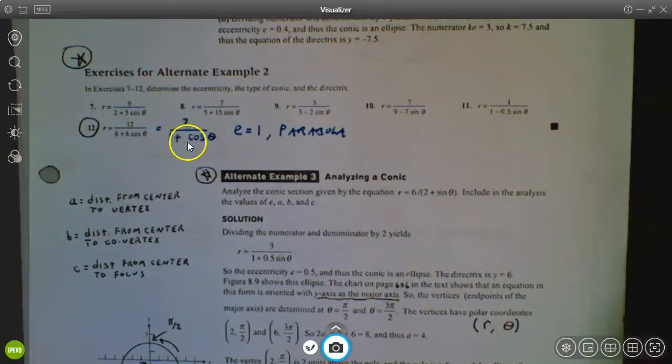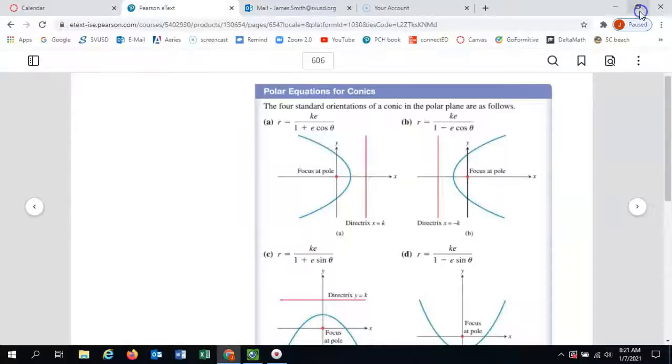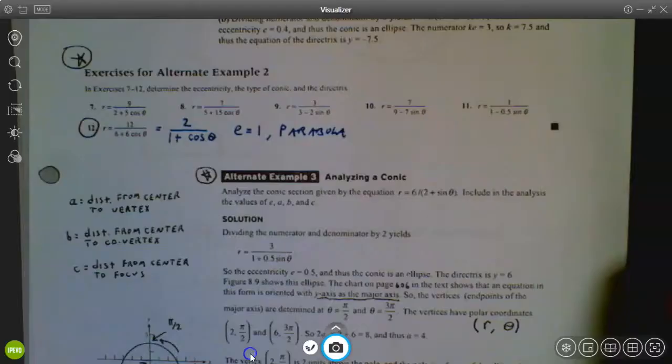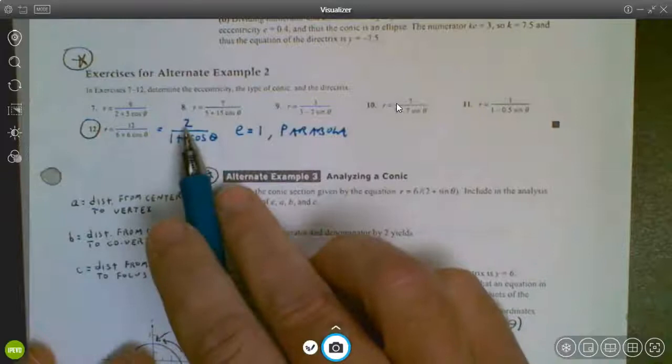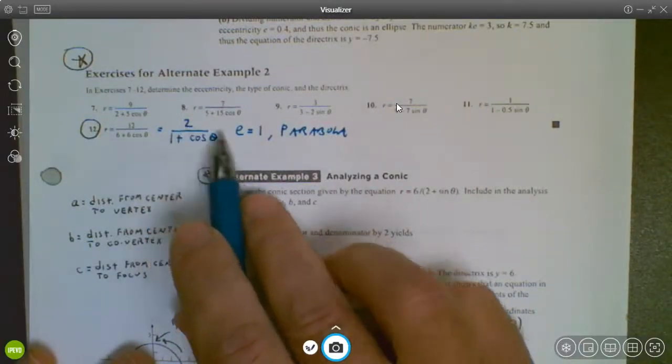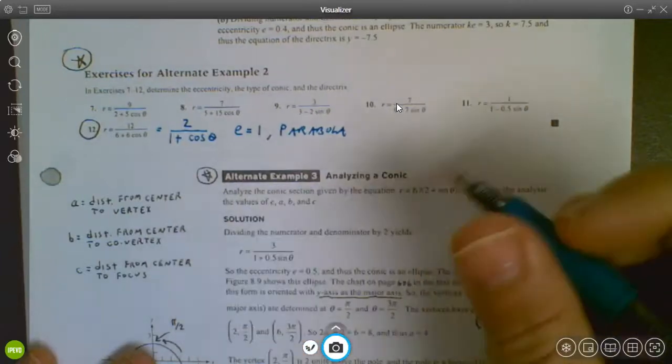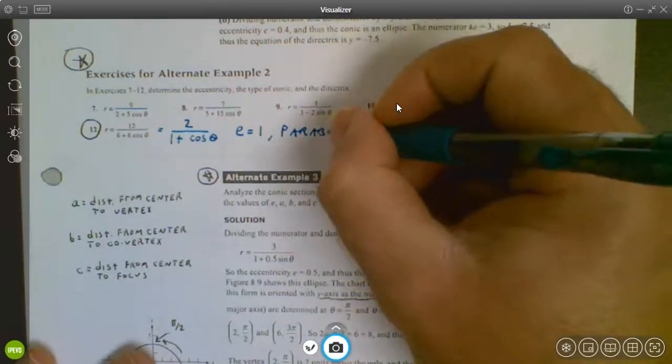So remember, when you see a positive cosine, that was this one right here. So it's going to be opening to the left because it always goes away from the directrix. As far as getting the value for K and the equation of the directrix, remember this equals KE. So if I just said 2 equals KE, and if E equals 1, then K must equal 2.